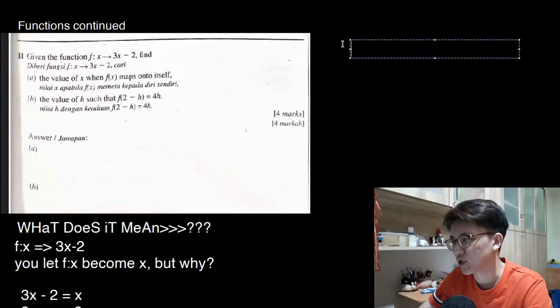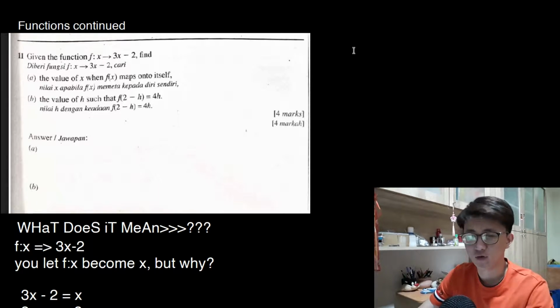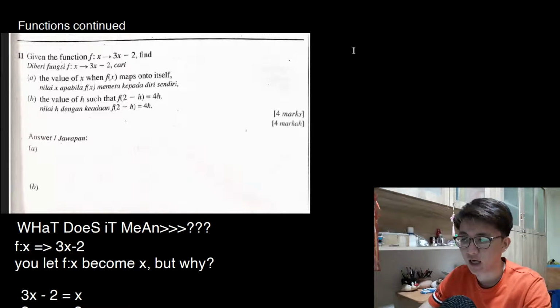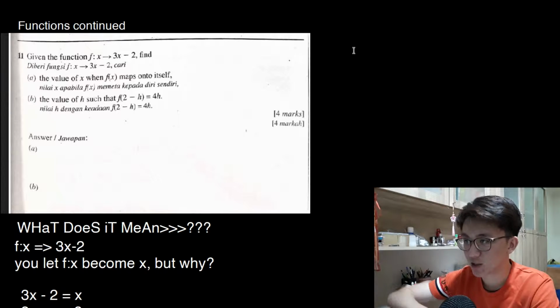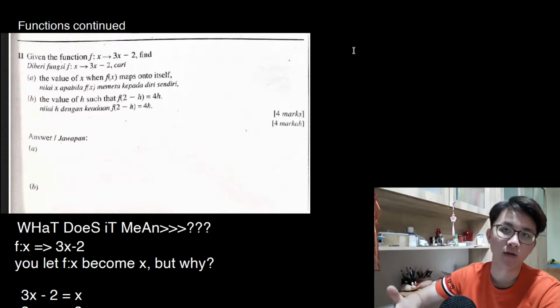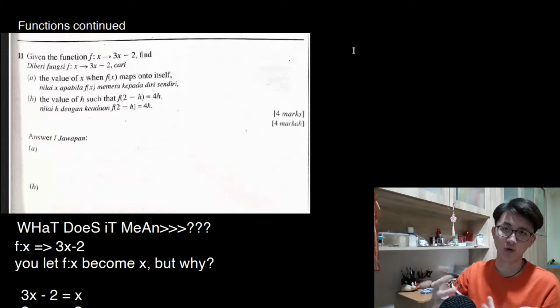So this one might be a bit tricky. Most of you guys are unfamiliar with functions as well, so this will be a kind of tricky question for you. The question basically now changes the x into some other kind of values. They're just trying to twist it up for you a bit.